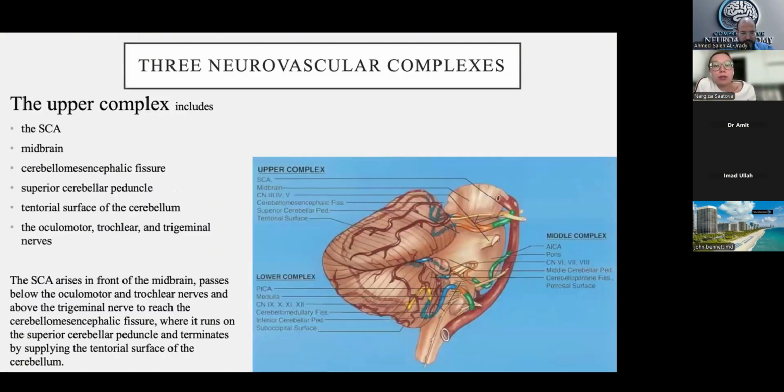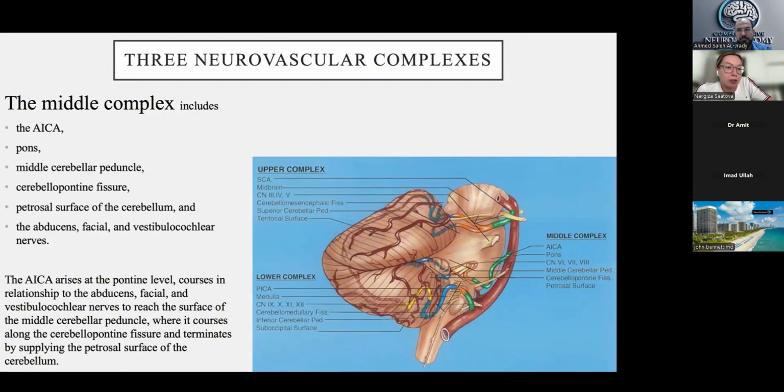There are 3 neurovascular complexes. The upper complex includes the superior cerebellar artery, midbrain, cerebellomesencephalic fissure, superior cerebellar peduncle, tentorial surface of the cerebellum, and the oculomotor, trochlear, and trigeminal nerves, the 3rd, 4th, and 5th nerves. The superior cerebellar artery arises in front of the midbrain, passes below the oculomotor and 4th nerves, above the trigeminal nerve to reach the cerebellomesencephalic fissure, where it runs on the superior cerebellar peduncle and terminates by supplying the tentorial surface of the cerebellum.